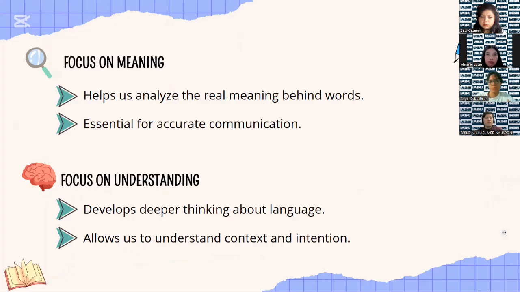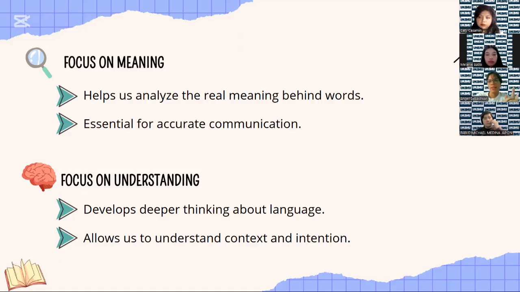For example, the word light can refer to something not heavy or to brightness. Without the right context, we wouldn't know which one is being used. Semantics helps us interpret this meaning thoroughly, so we don't misunderstand each other.